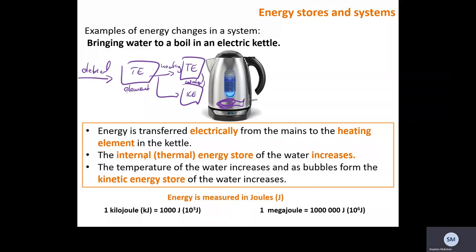The helpful pop-up down here is something for you to remember as well. Energy is measured in joules. 1 kilojoule is 1,000 joules, and 1 megajoule is 1 million joules. And pause it if you want to read it.